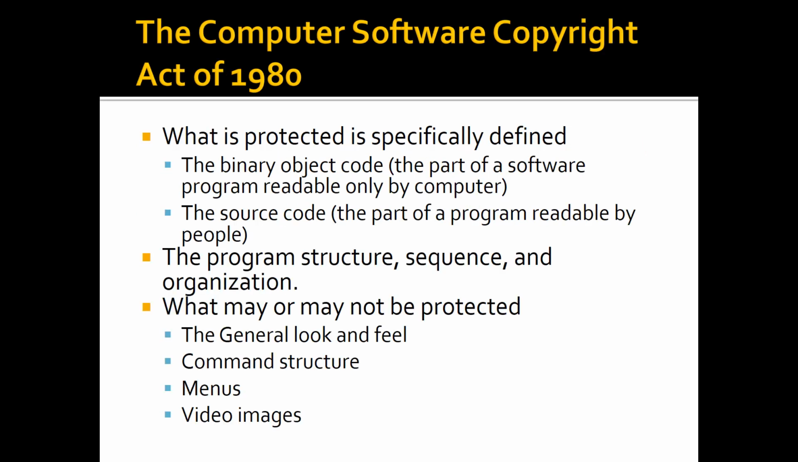Computer Software Copyright Act of 1980. So what can we protect with computer software? As I said, this has got some special rules. Well, you can protect the binary code and the source code. You can protect the program structure. You can protect the sequence and organization, but you can't protect things like its general look or feel, the command structure that goes on, any menus or any video images. None of that's protectable.